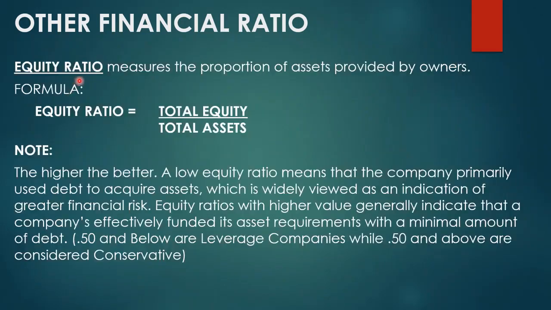Kay equity ratio naman tayo, measures the proportion of assets provided by owners. Meaning, as we know, the accounting formula is asset is equals to liability plus equity. And we know, yung equity and liability is a component of asset. Liability and equity is also known as the capital structure of a company. So, equity ratio, pinapakita sa atin na out of the total assets of the company, ilan dyan yung financed by the owners, which are the stockholders of the company. Ilan dyan ang nanggaling sa stockholders ng company. Yun yung pinapakita ni equity ratio.